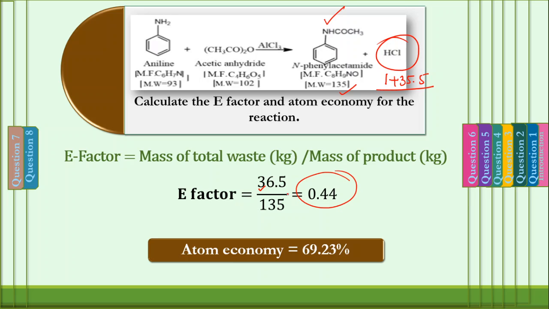Coming to atom economy, how to find out? Do you remember? Yeah, what we did is atom economy is desired product. So that is 135, right? Divide by the reagents. What are the reagents? 93 plus 102, right? And 93 plus 102 will give you 195, I guess, and then multiply by 100, you will get the answer. Fine, समझ में आ रहा है आपको?